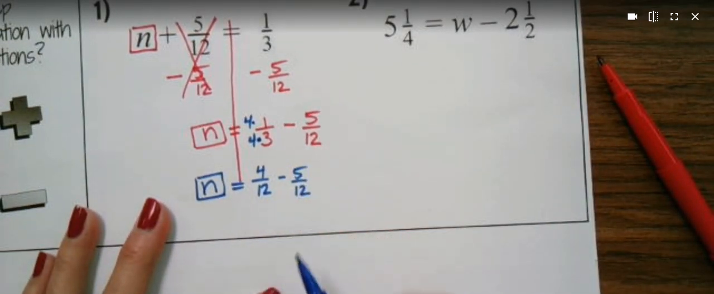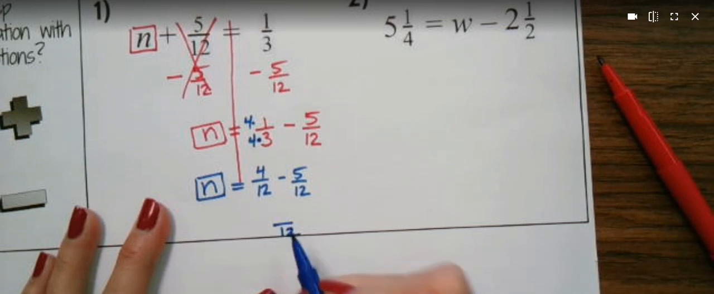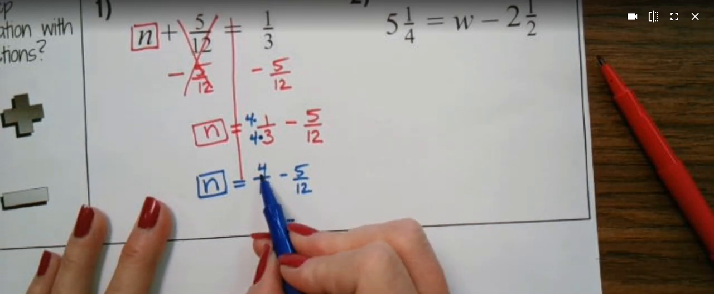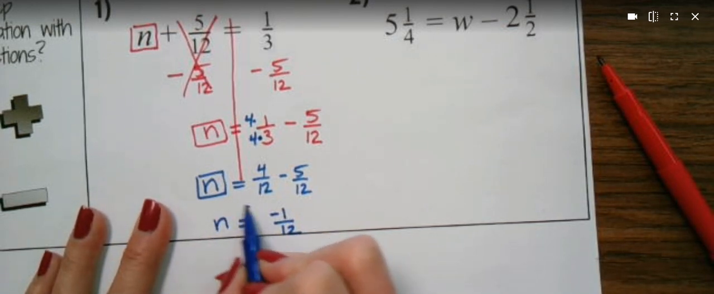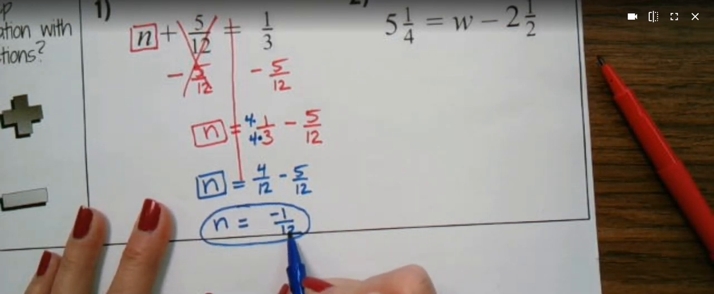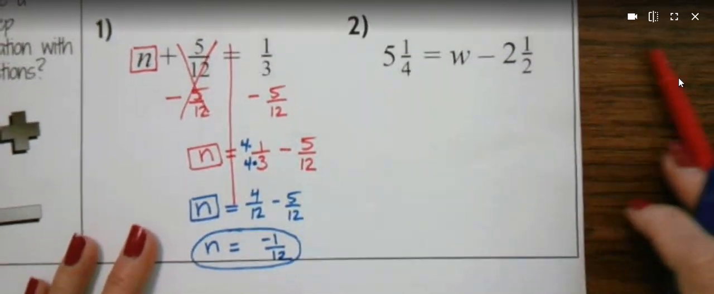Okay, 4/12 minus 5/12. The denominator is going to be 12ths, but how many are there going to be? Well, let's look at the numerator. 4 minus 5. That's -1. n equals -1/12. There we go. That's the value of the mystery n.